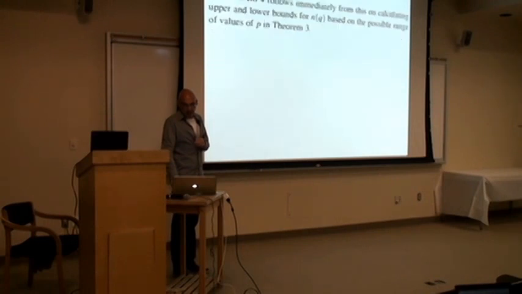And in fact, he says theorem 4 follows immediately from this, calculating upper and lower bounds for MQ based on the possible range of values of P in theorem 3. Now, the achievability is true, that follows from this. The converse does not. So you have to do more work. He didn't show how it was done.